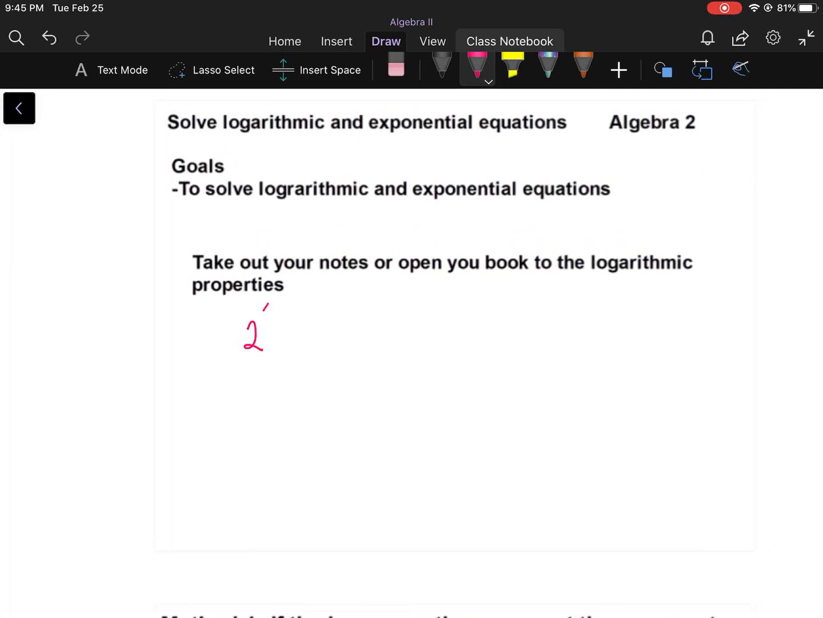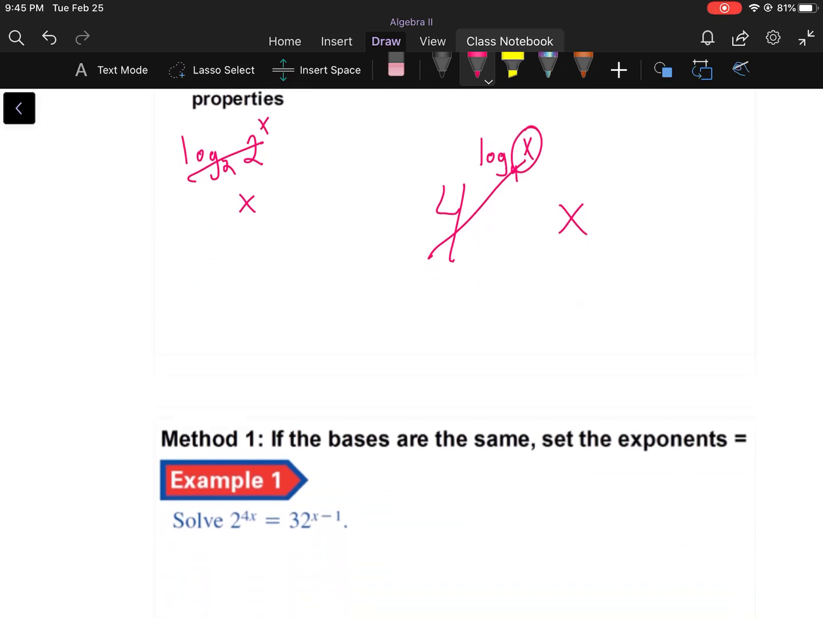For example, if I've got 2 to the x power, to get rid of the base of 2, I pick log base 2, and that leaves me with x. Or vice versa, if I've got log base 4 of x, I make that the exponent of 4, so they'll cancel out and I'm left with just x. Okay, so here's one scenario.